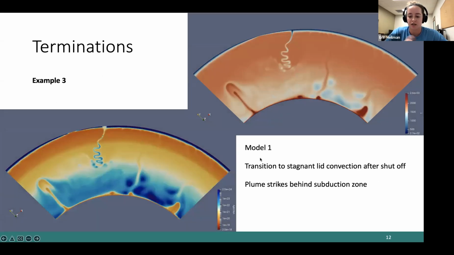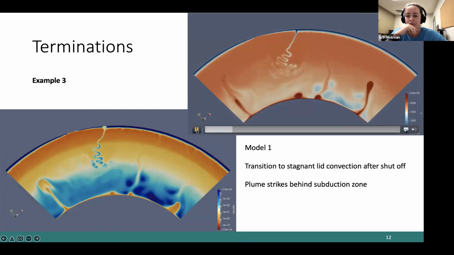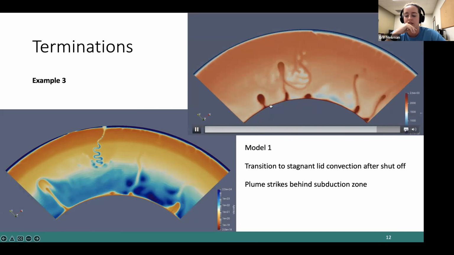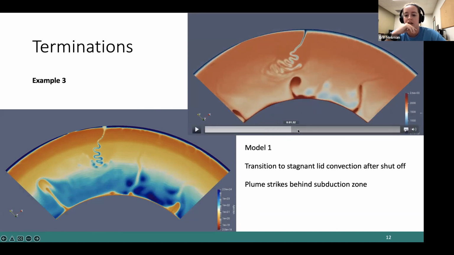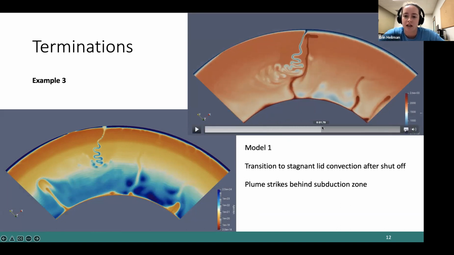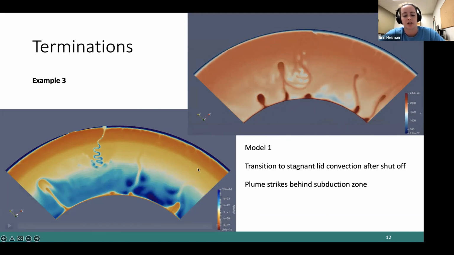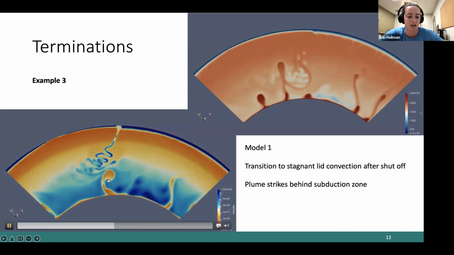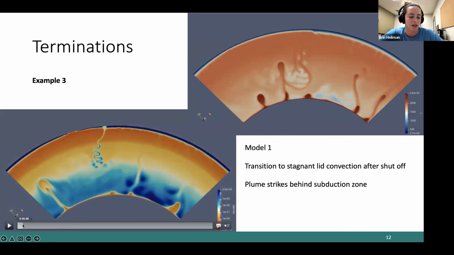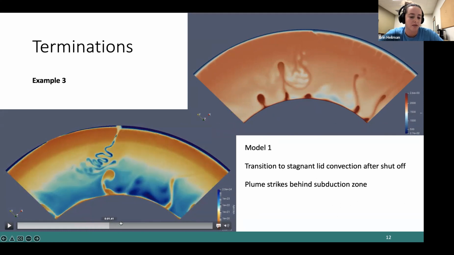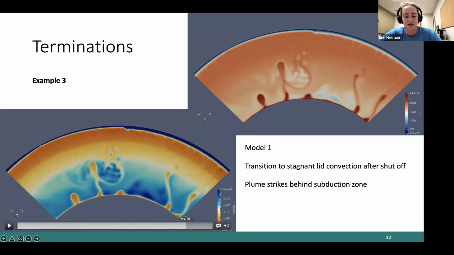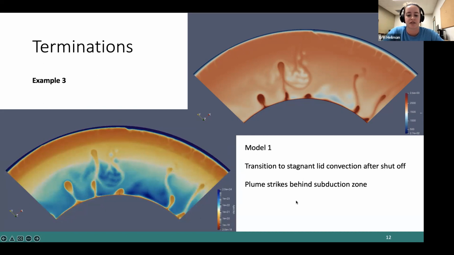So in this case, it's still one of the episodic models, and it's showing essentially the plume striking directly behind the subduction zone. So in action, it rises and then hits right behind the subduction zone, cuts it off, and terminates subduction. And here in the viscosity as well, you can also see it's essentially joining some of these plumes to rise together to then go up and hit the surface.